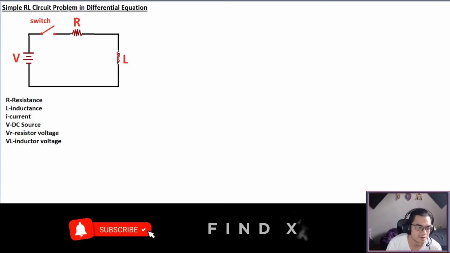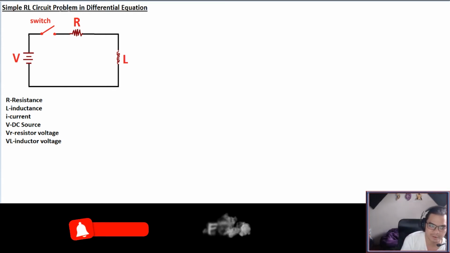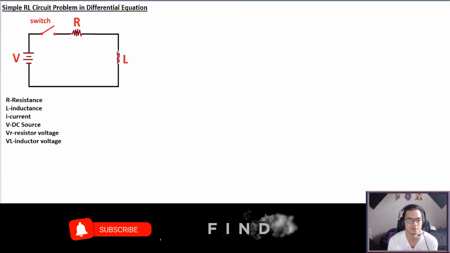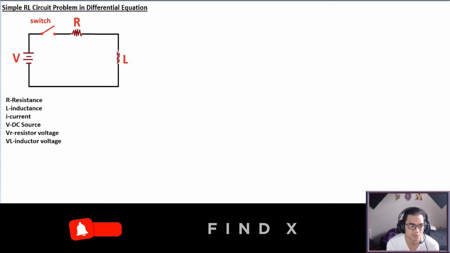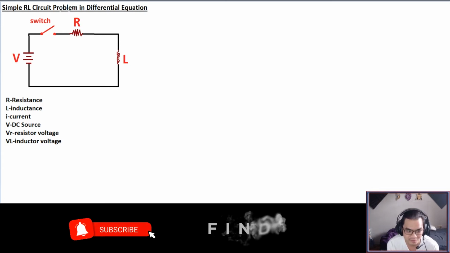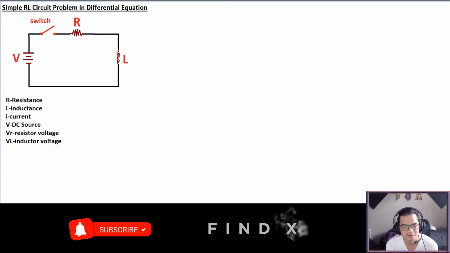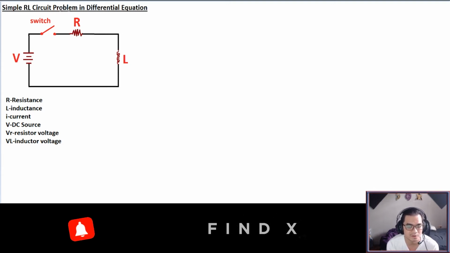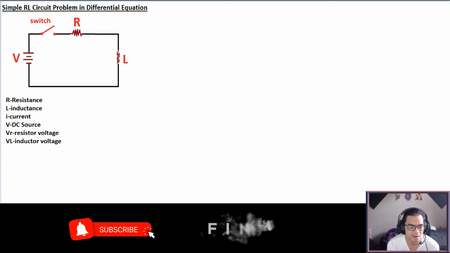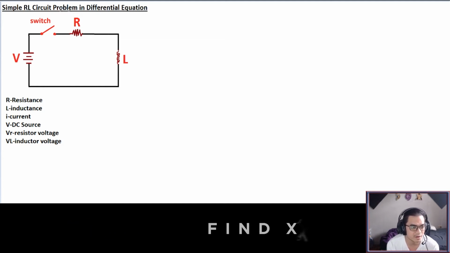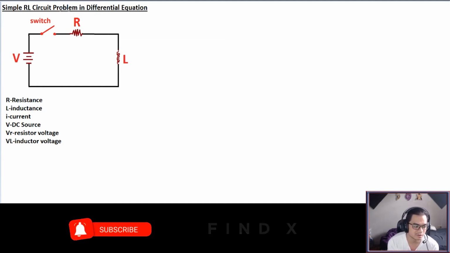So we have our next lesson, which is a simple RL circuit problem in differential equations. Of course, expect that we'll be using a differential equation here. Now we have a simple RL circuit, which means the resistor and the inductor are in series. We have a V, a DC source, and then R and L in series with one another. We also have a switch.